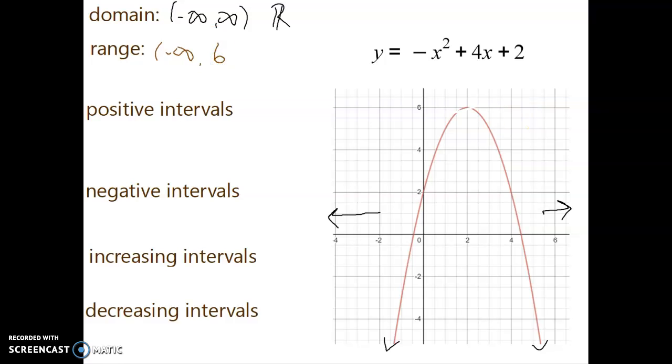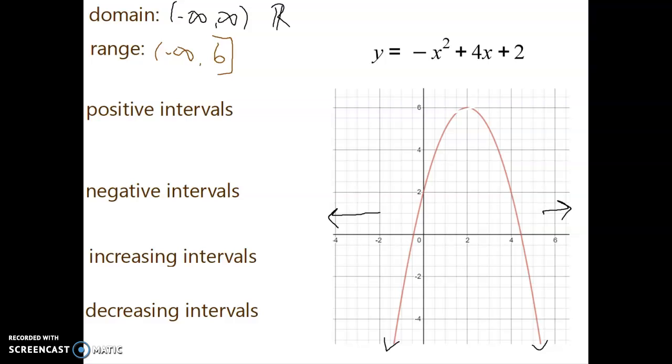Remember, range is the only time we're going to use a y value. For every other interval, we're going to use an x value. So then we ask the question, well, should 6 be included or is 6 not included in our range? And you can see that the graph actually reaches 6 right there. So therefore, it's going to be included. I'm going to put a square bracket on that.